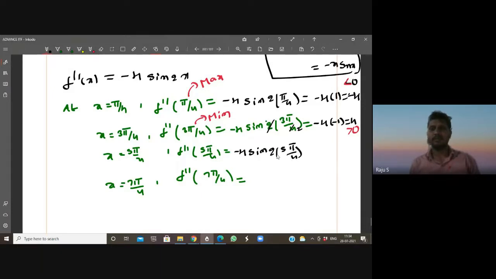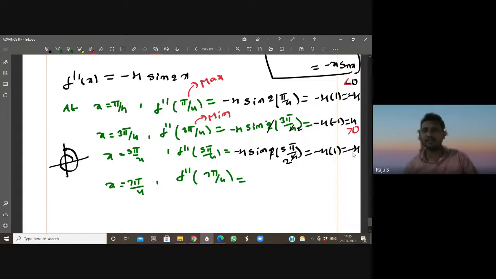In the same way, at 5 pi by 4: minus 4 sine of 2 times 5 pi by 4, which is 5 pi by 2, nothing but minus 4 times plus 1 or minus 1. We are going to get plus or minus 1 only. Other than these two values, we don't get any other value. So it is easy, plus 1 or minus 1. 5 times 90 is again plus 90, so plus 1. Nothing but minus 4. Is minus 4 lesser than 0 or greater than 0? Lesser than 0. Maximum or minimum?